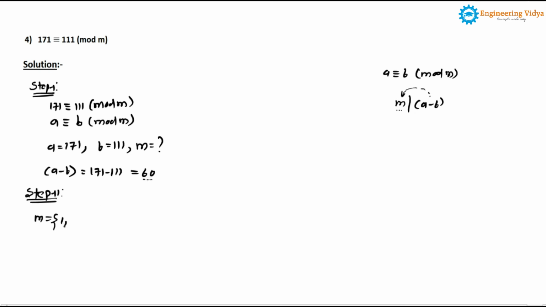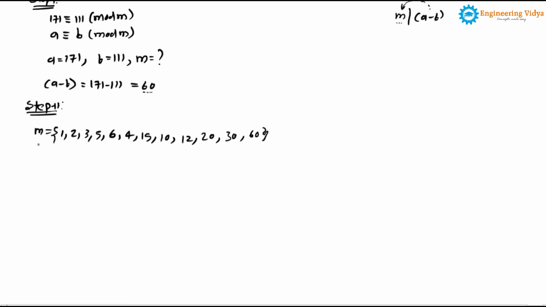So 60 will be divided by 1, 2, 3, 5, 6, and also by 4. I forgot to write 4, but it will also be divided by 4. Then it will be divided by 15, 10, 12, 20 as well, and 30 and 60. So all those different values can divide 60, and these are the values of m. So this is problem number 4.